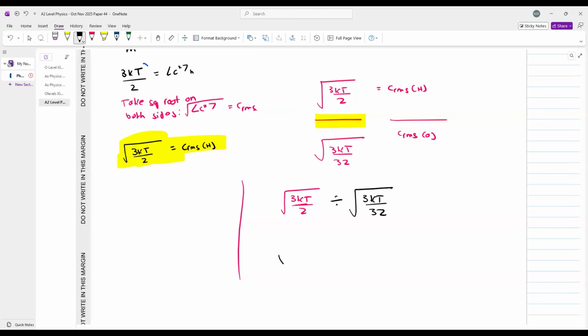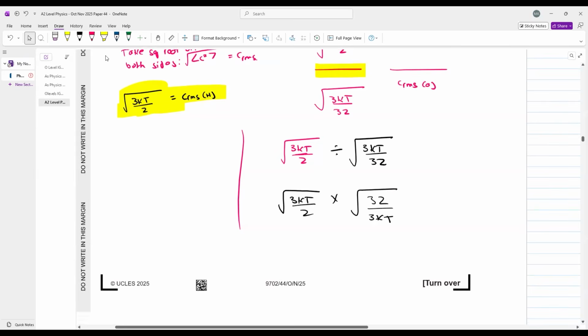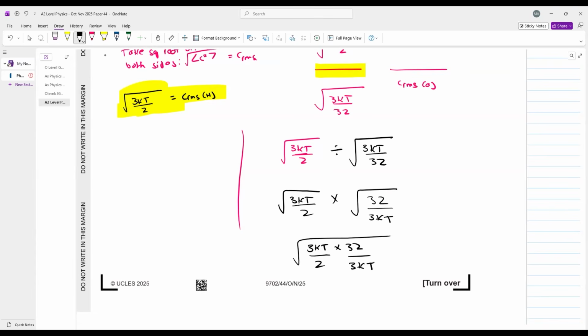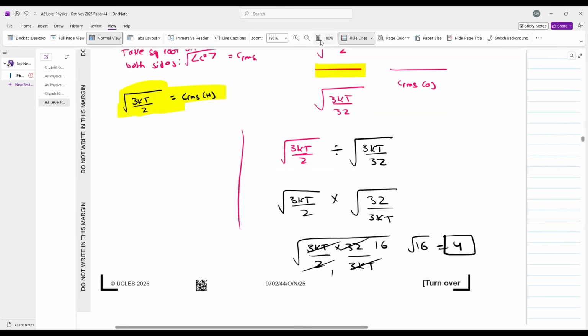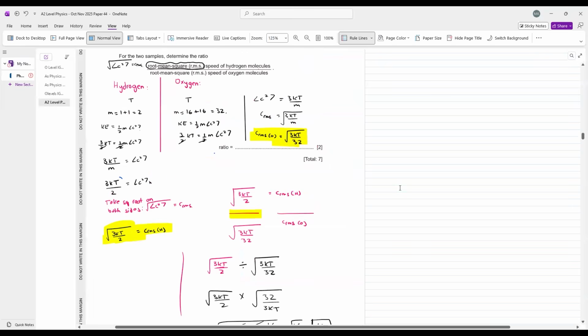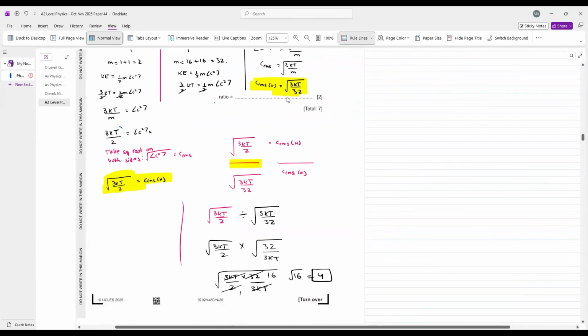डिवीजन को हटाओ, मल्टीप्लिकेशन का साइन आ जाएगा. Multiplied by 32 3kT. Both have an under root, तो सिंगल रूट को कर दो. If both values have an under root, you can collectively take them inside one root. Oh wow, 3kT cancel out. 1, 16, under root of 16, 4 is your answer. This is how you do this calculation in a simple way. There is a complicated way to do this as well, but this is the most simple way.